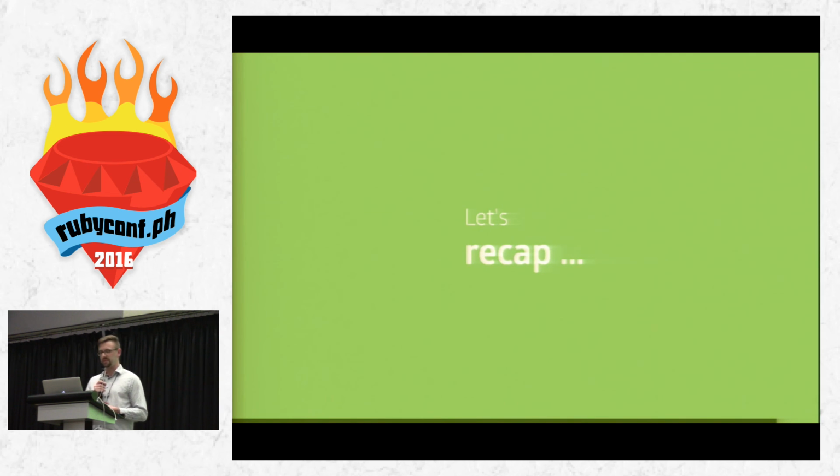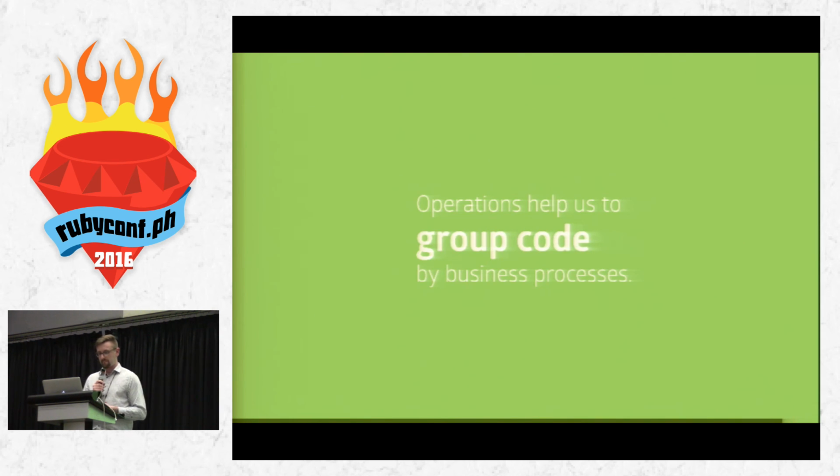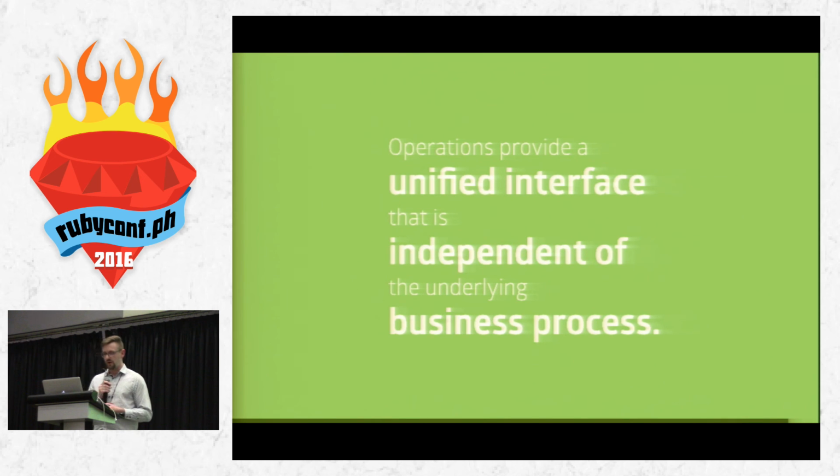Let's quickly recap. Operations are a mechanism for grouping code by business process or by use case. Operations have a unified interface that is independent of the underlying business process. They all implement execute, you always call perform, and you always have this nice definition of positional arguments and configuration options the operation actually takes.